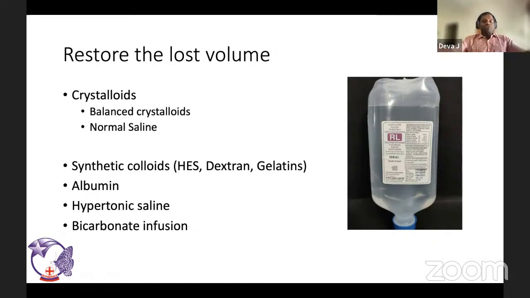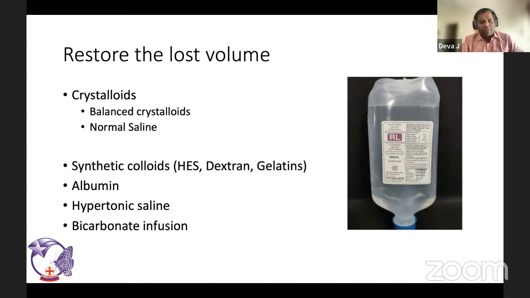The teaching is you have 2 lines in both antecubital fossae, and you administer 1 liter of Ringer's lactate to start with, reassess the patient, and then decide whether they need more or not. Alternatively, you can use normal saline. Talk about when we would prefer normal saline over other crystalloids.